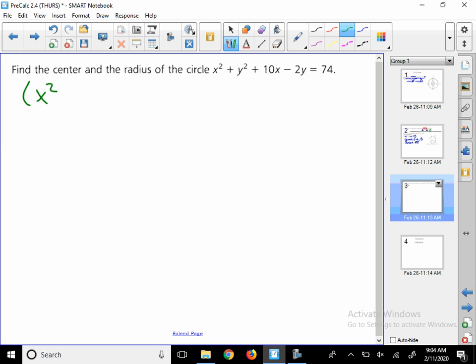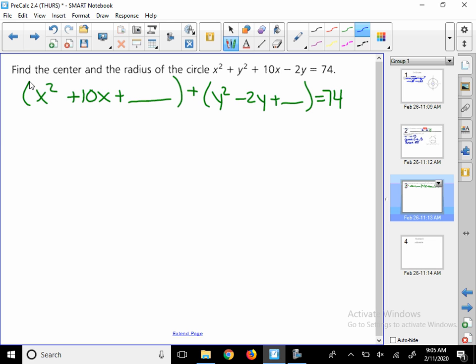So I'm going to end up with x squared plus 10x, and I'm actually going to leave a blank because I'm going to put something in that blank. I haven't found it yet. I don't know what it is yet. Plus y squared minus 2y, plus another blank, and that's going to equal 74.